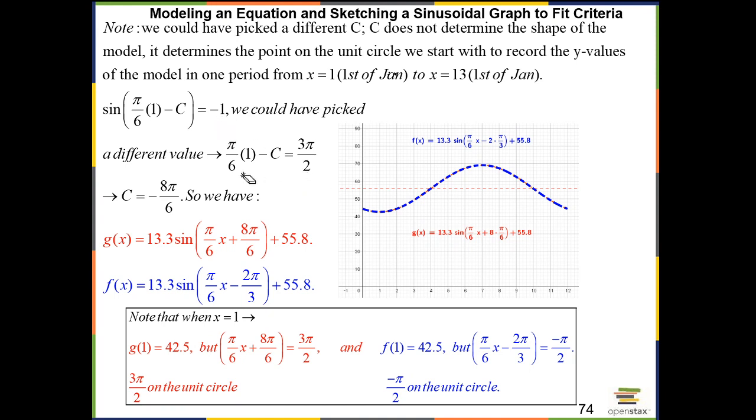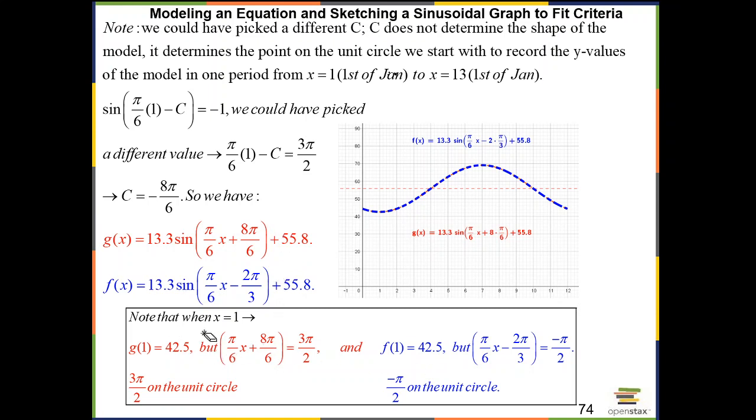And then find difference C. If you find difference C, since C is negative 8 pi over 6, and this has to be a minus, minus times minus is plus. So we get this. It's the same function, but different what? Different C. But I graph both of them here, you see they match. The difference between this one and this one, I explain here.